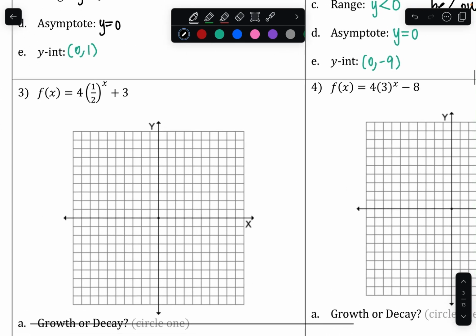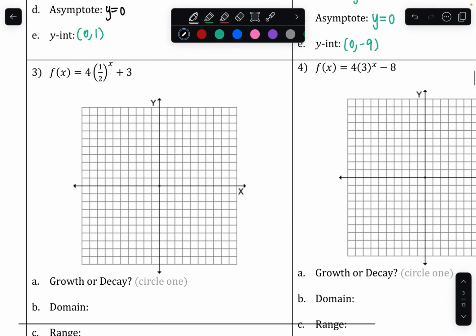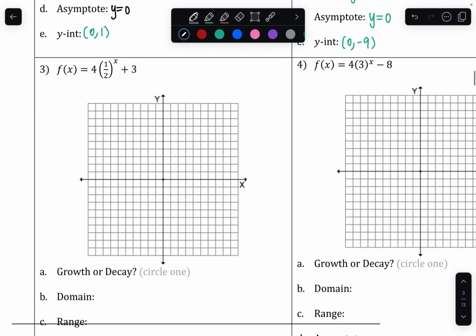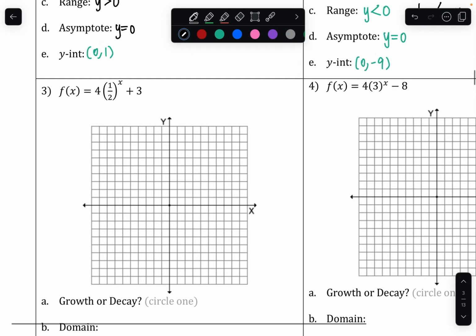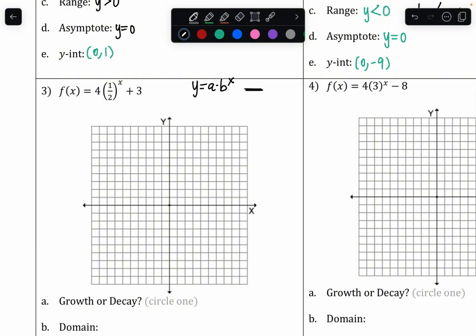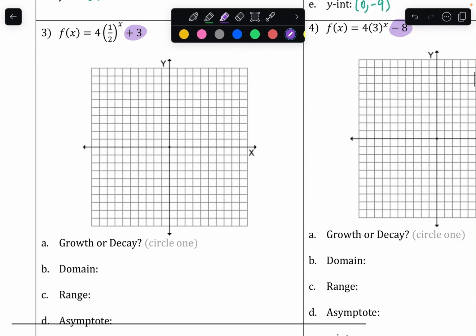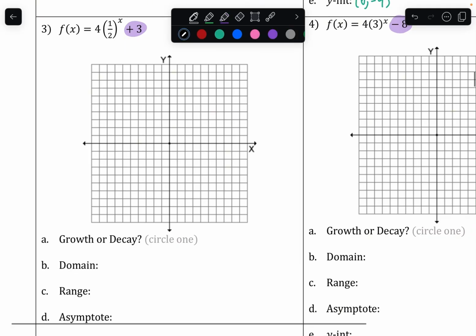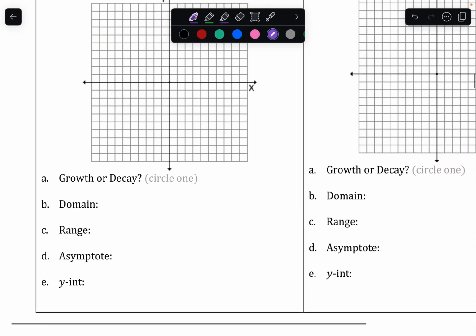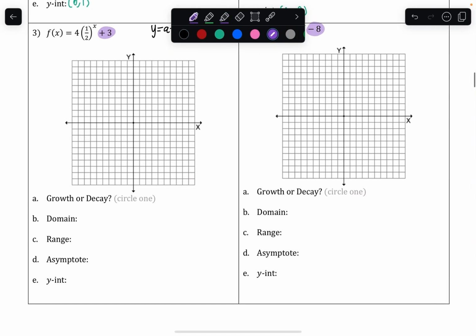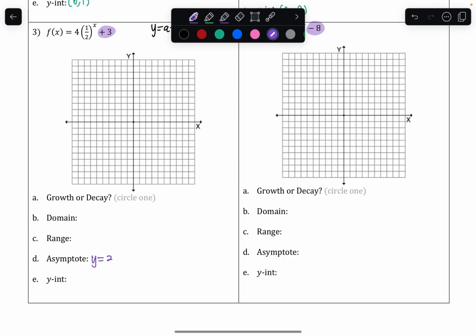All right, so these next examples are the examples that have an asymptote that is not 0. For Algebra 1, we only look at equations that are a times b to the x, plus a number after. Here, you're seeing a +3. In this next example, you're seeing a -8. That actually tells you the asymptote. So instead of y equals 0, this first example, number 3, has an asymptote at y equals 3.